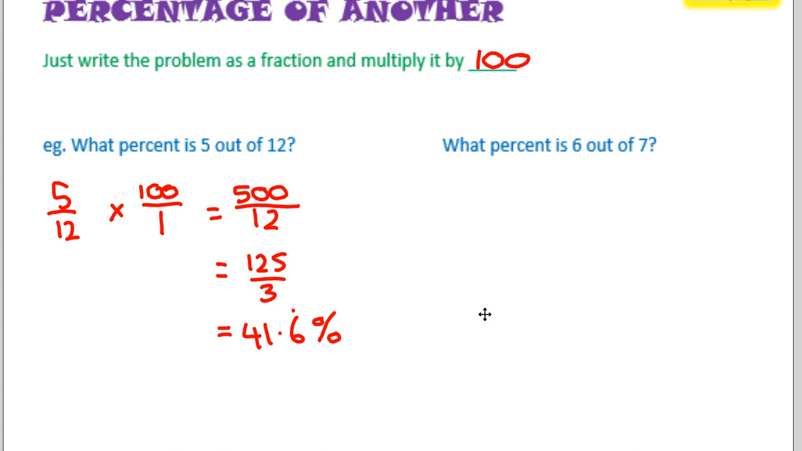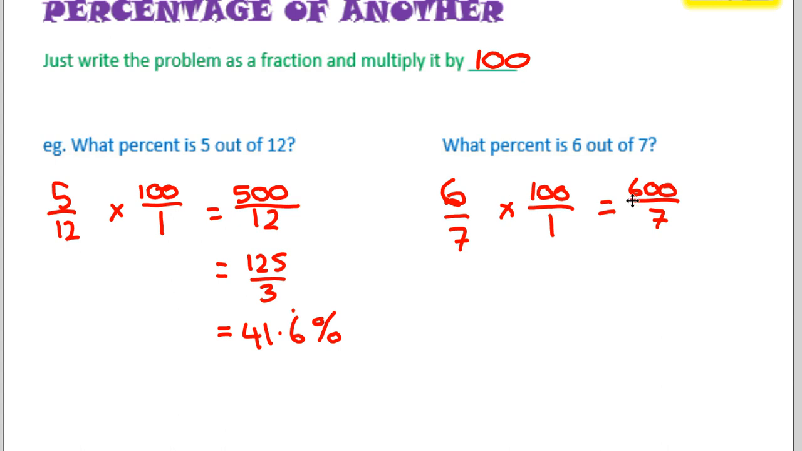What percent is 6 out of 7? So can you turn 6 out of 7 into a fraction? Yes, you can. You can go 6 over 7, and then times by 100. We can think of 100 as being the same as 100 over 1, which would give you, multiply the numerators, 600 over 7 times 1, 7. Then what's 600 divided by 7?